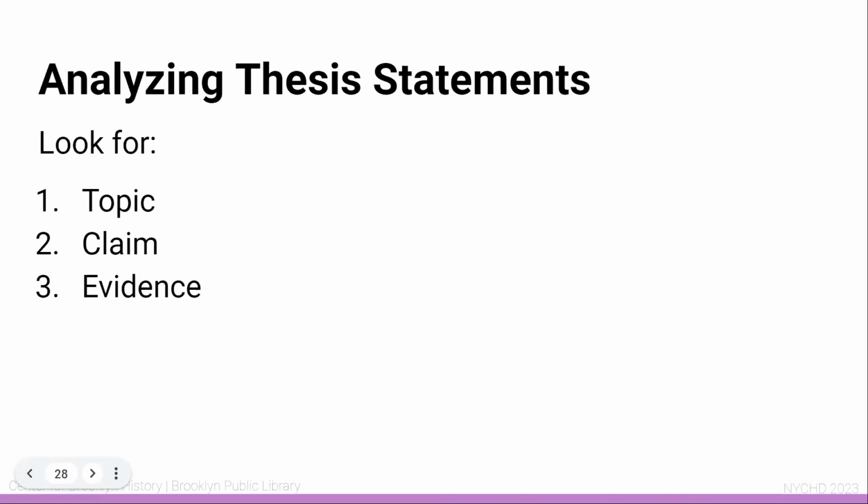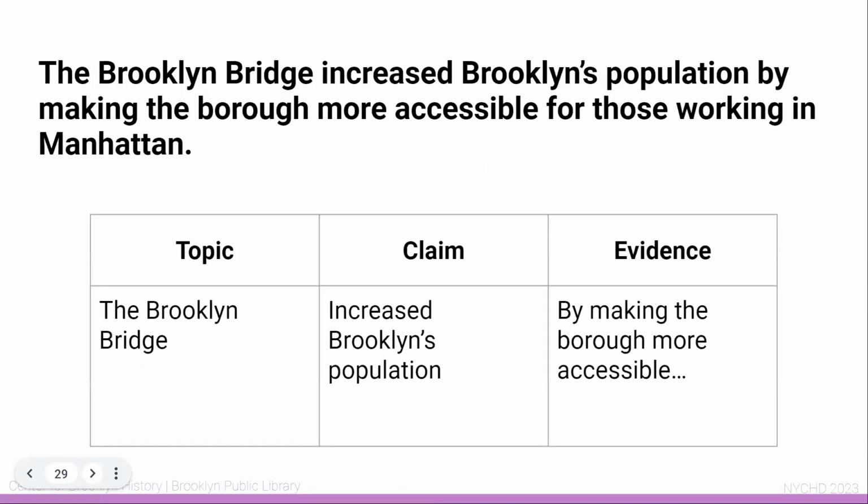So when we make a thesis statement, we have a topic, okay? And my topic was civil rights. And we're going to make a claim about civil rights in Brooklyn. And I have to support it with evidence. So this is a sample, and we're going to come back to the one that I'm going to be focusing on.